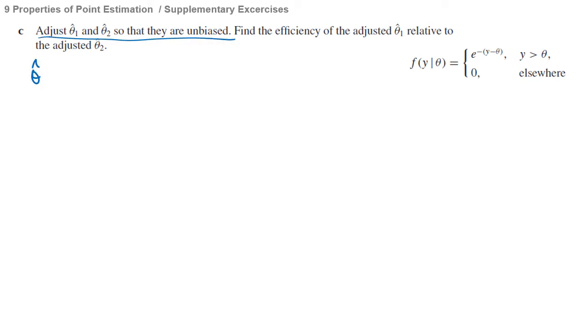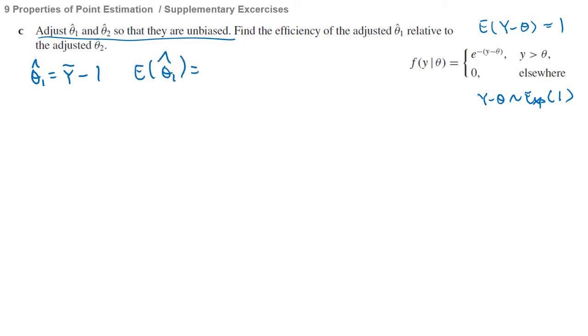So zeta 1 hat is the method of moment estimator, which is y bar minus 1, and actually the expected value of y minus zeta was 1, because y minus zeta follows an exponential distribution with parameter 1, and so the expected value of y is zeta plus 1, and so the expected value of zeta 1 hat is again zeta plus 1 minus 1, so this is zeta. So this one is an unbiased estimator.